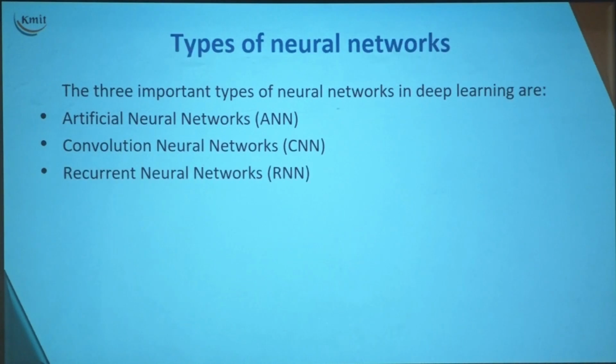Perceptron. Okay. Now, when we talk about neural networks, we have these 3 types of neural networks. We have artificial neural networks, convolutional neural networks, and recurrent neural networks. What are the 3 types of neural networks, guys? Artificial neural networks, convolutional neural networks. Okay. Now I'll tell you when we use each one of them.